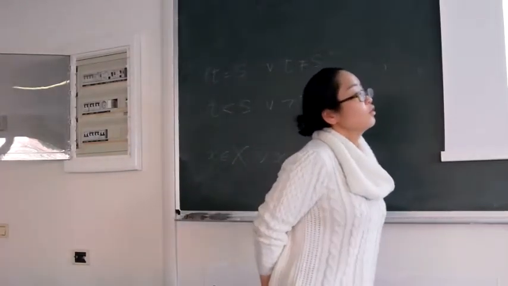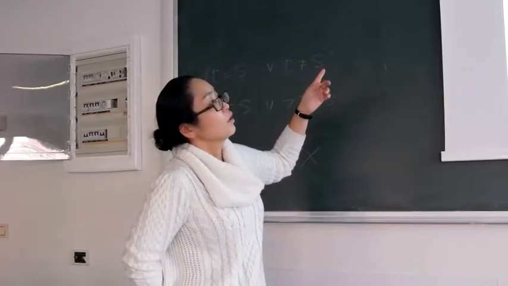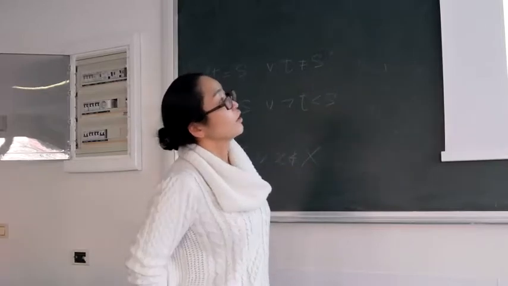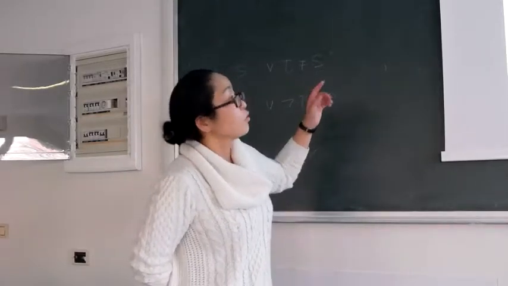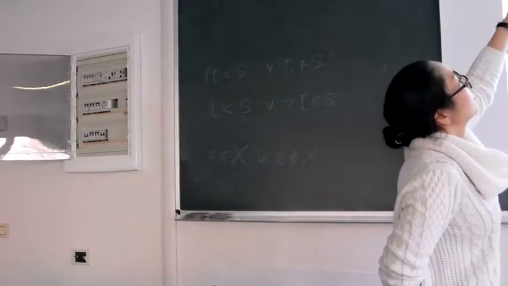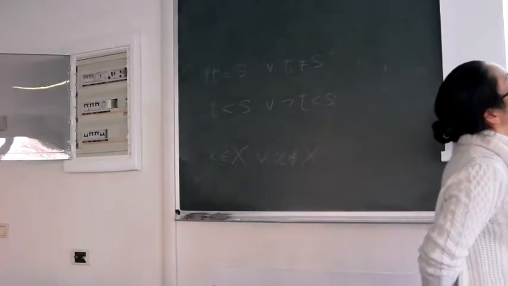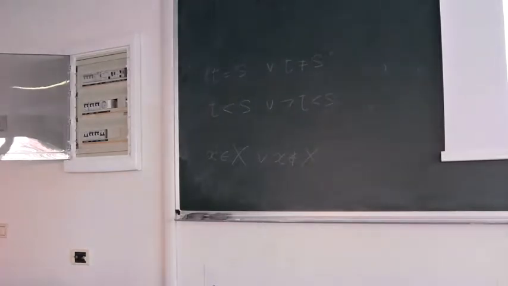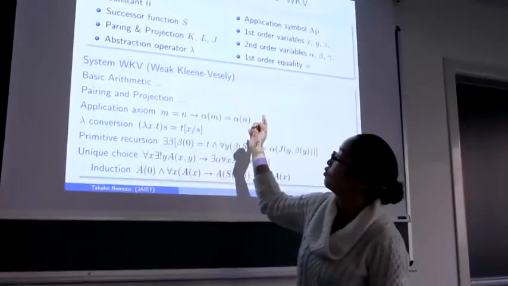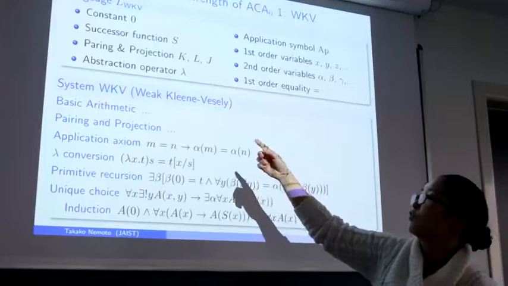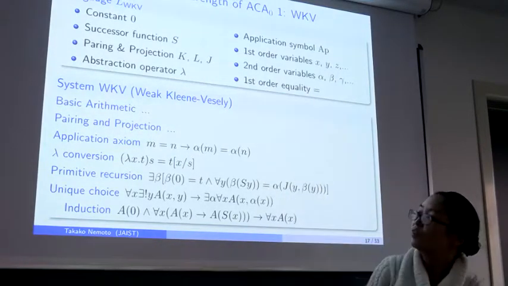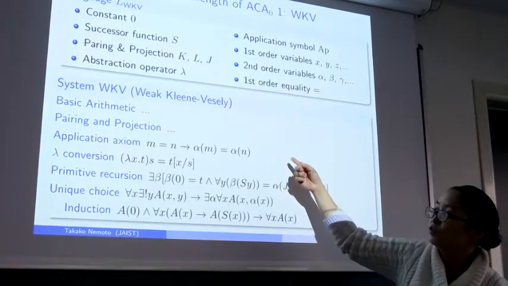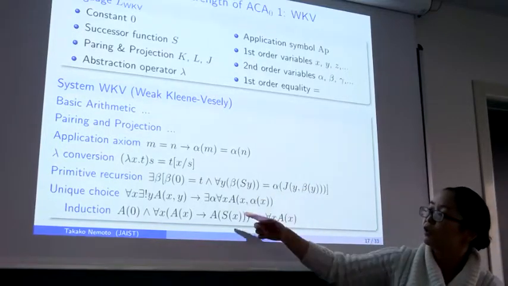First, I think this is the first one to appear in the literature, I guess. This is called the system WKB, whose language consists of the constant zero, successor, pairing, projection, and lambda operator for functions and so on. The name of the system stands for BIM. It consists of basic arithmetic for successor, pairing and projection, axioms for application and equality, lambda conversion, primitive recursion, and unique choice.